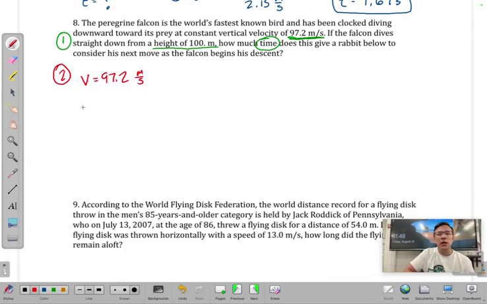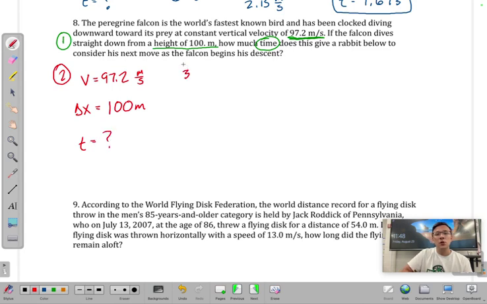Let's just go ahead and call it delta x, the change in position. Really, we should call it delta y because it's a vertical position, but we haven't dealt with any of that yet. So let's just keep it delta x for simplicity's sake. And we're going to write 100 meters there. And then this is asking us to solve for time.